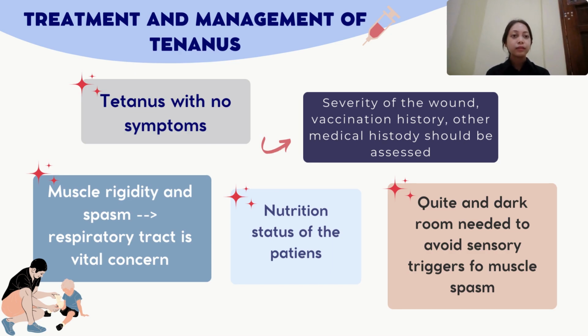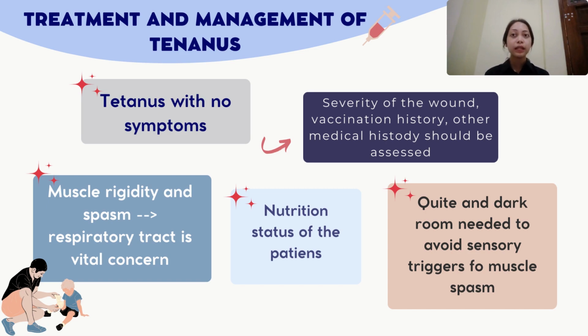I will explain about the treatment and management of tetanus. In patients with suspected tetanus with no symptom, the severity of the wound, vaccination history, and other medical history of the patient should be assessed. To prevent bacterial development, the wound should be cleaned thoroughly, surgical debridement of the wound and also surrounding tissue should be arranged. Then the patient is given intramuscular tetanus immunoglobulin if needed.